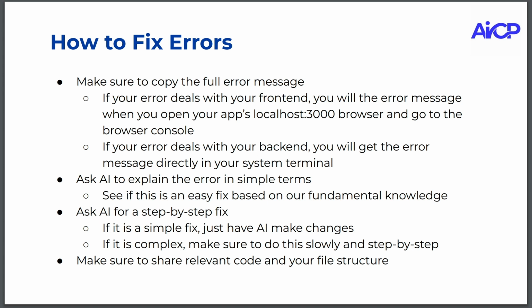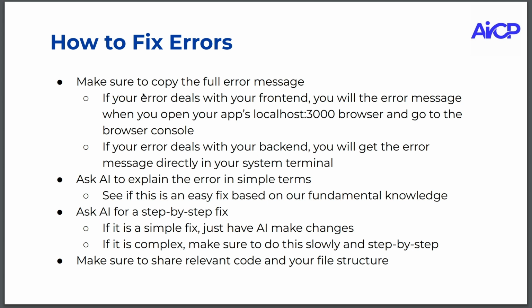So once you are able to copy the full error message, you then want to ask AI to, once again, explain the error in simple terms. If this is an easy fix based on our fundamental knowledge, we can immediately fill in the gaps, have AI do a quick fix, or even do it ourselves. But if it's a bit more complex, then you would ask for a step-by-step fix. Again, if it's a simple fix, you can just have AI make changes. But if it's complex, you need to make sure to do everything slowly and step by step. It's important to share relevant code and your file structure when you're dealing with AI.